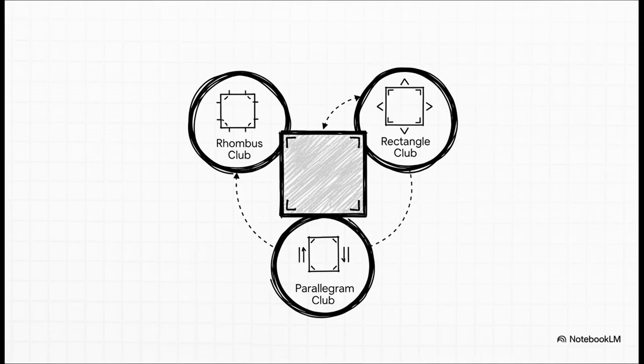Get this. Since a square has 4 equal sides, it technically qualifies as a rhombus. And since it has 4 right angles, it's also a rectangle. And of course, since it has 2 pairs of parallel sides, it's a parallelogram. A square is kind of the ultimate shapeshifter. It's a member of all the most exclusive clubs in the family at once.